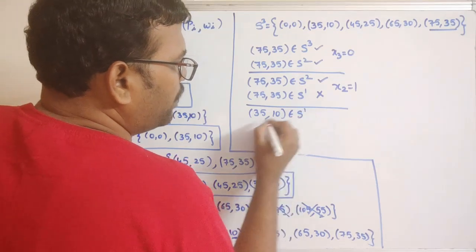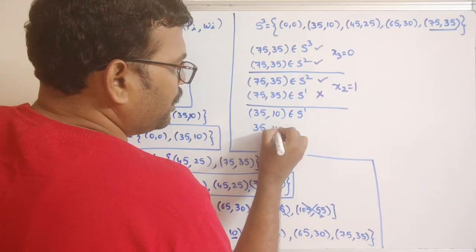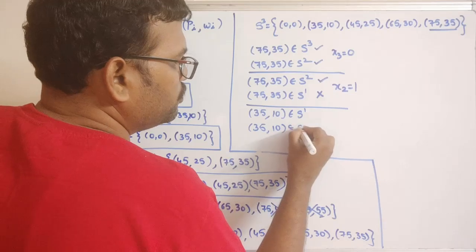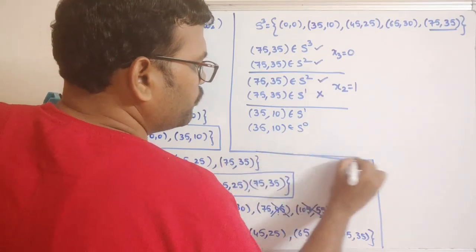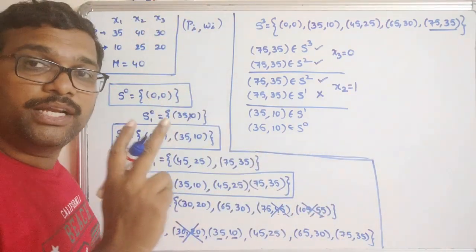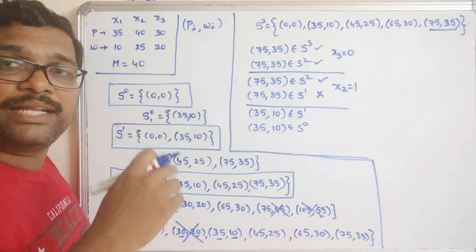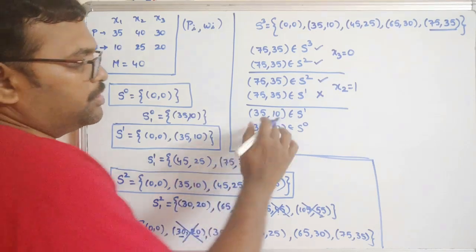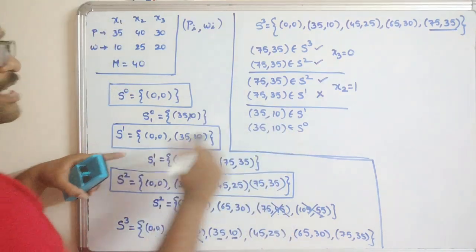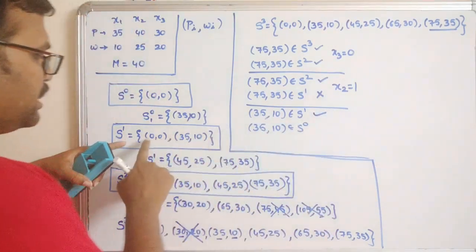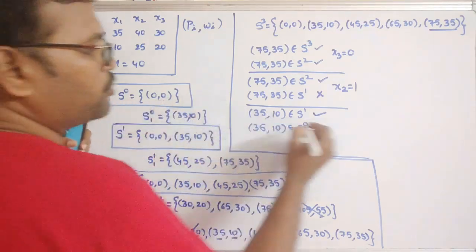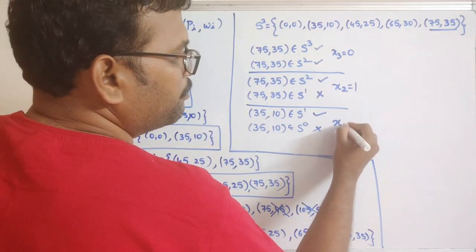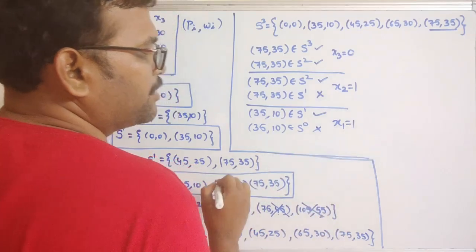Check it out, S1 has (35, 10), and it belongs to S1, not S0. So we need to check only in two sets: one is S power i and the next one is S power i minus 1. Okay. So (35, 10) is available in S1, right? Yeah, (35, 10) is not available in S0. So obviously we can move the first object into the sack.